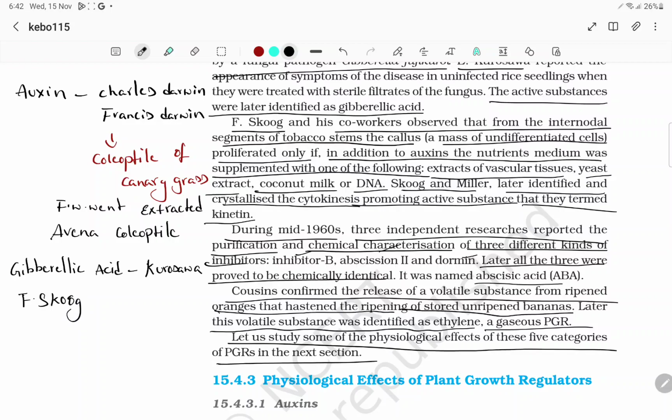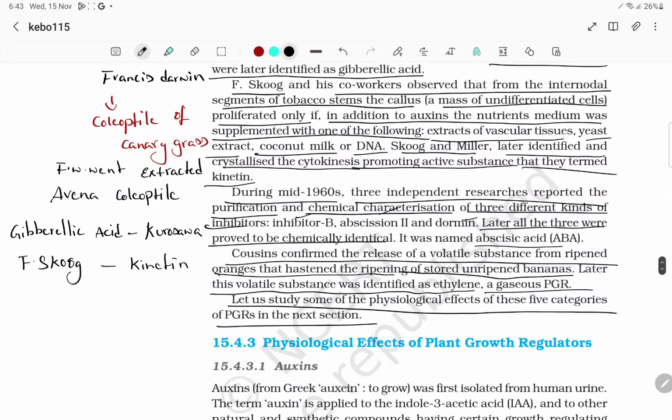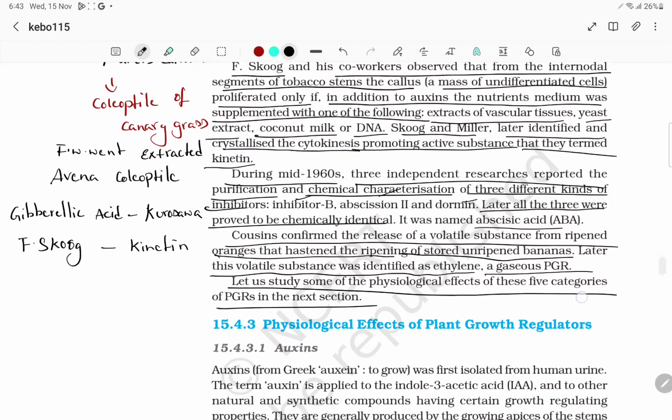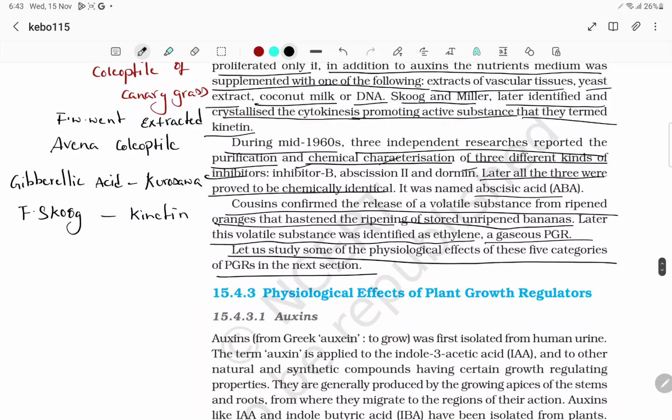So they observed the growth of the tobacco stem. In addition to auxin, they extracted yeast, coconut milk, DNA, and vascular material, and later they named it kinetin, a cytokinin. Three independent researchers identified inhibitor B, abscission II, and dormin, and later all three were found to be chemically identical in structure, and they named it abscisic acid. And Cousins is the one who observed it from ripened oranges.